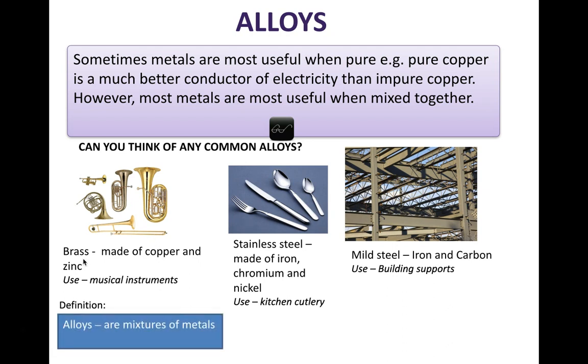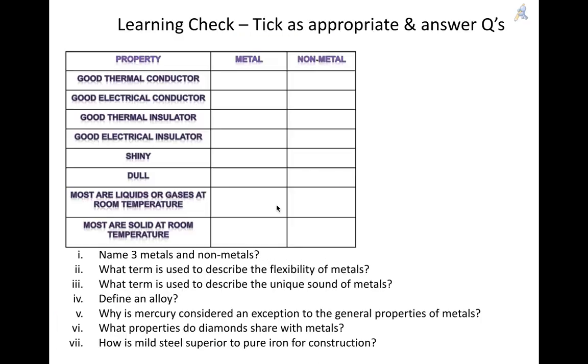All I expect you to know here is what an alloy is, that it's a mixture of metals, and to know just two examples. I suggest you pick out mild steel, so steel is iron and carbon, and stainless steel, iron, chromium, and nickel.